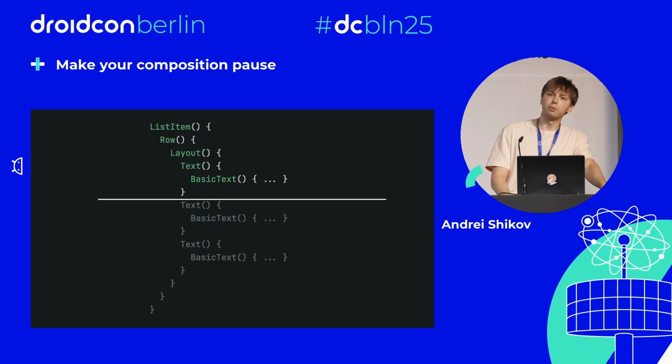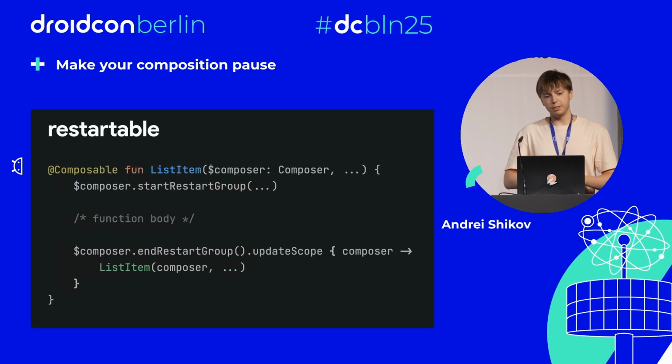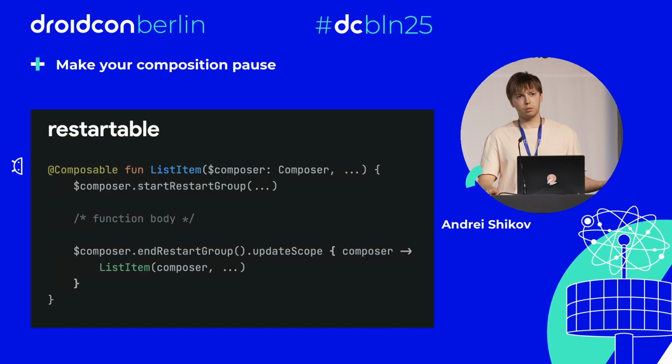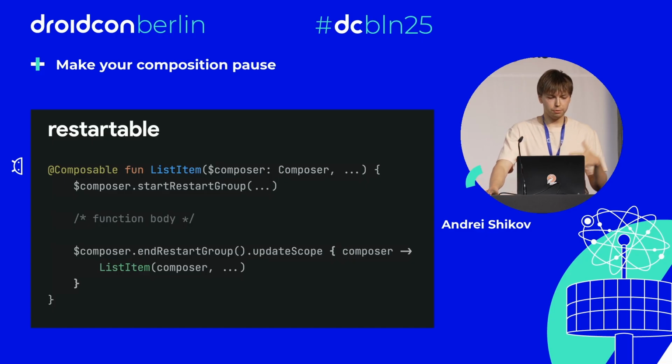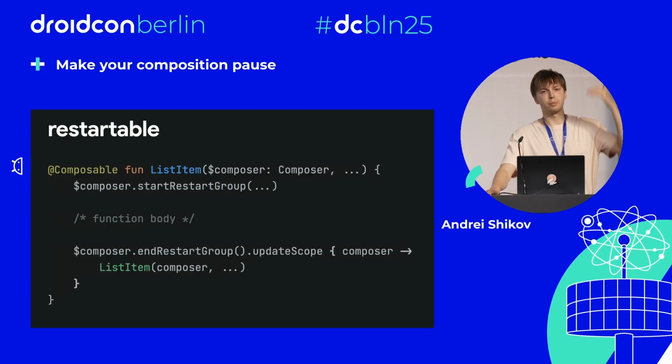But thankfully, composable functions are a bit special, and we can do something here. We have this particular property in composable functions that we can leverage. If you ever compile metrics in your app, you may have seen "restartable skippable" functions. So what does it mean? The restartable property means that we can re-execute a function more efficiently if we composed it at least once, in the sense that we can find the place in the composition where this function was executed before and just start the update from there.